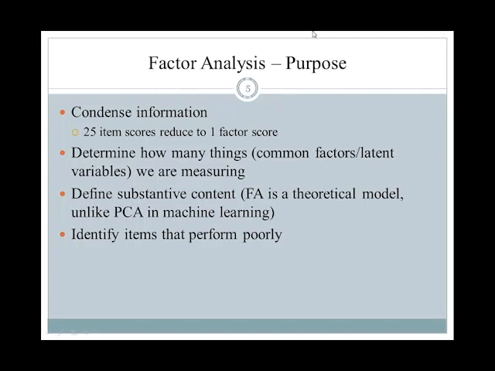And finally, the last purpose I have is to identify items that perform poorly. This can be done outside of factor analysis, but from what I remember, if we're using scale scores to determine what items perform poorly, I think most people look at Cronbach's alpha and see how it changes with and without the item, or maybe look at the variance of the item itself. But with factor analysis, it's a lot more obvious which items are performing poorly.